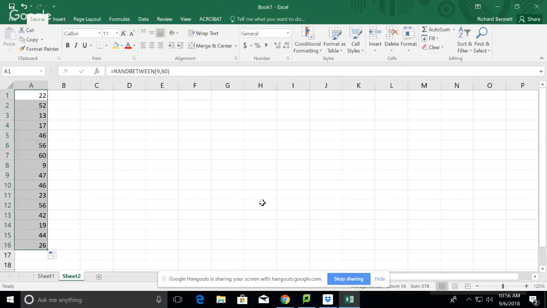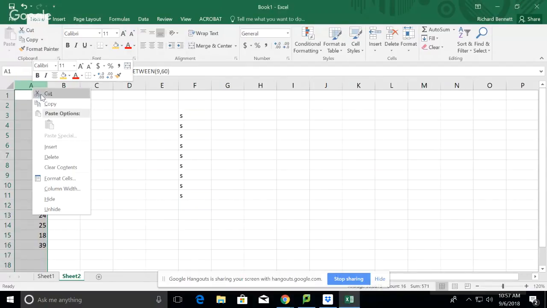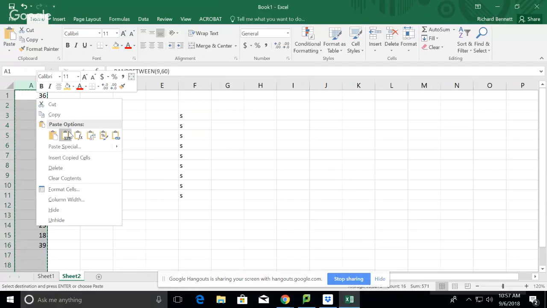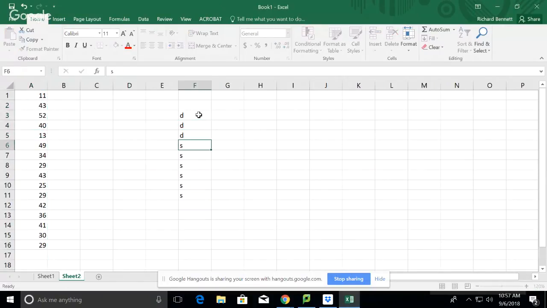Now watch this. Every time I type, those numbers change, right? That's kind of annoying, right? Okay, so here's what you're going to do. You're going to click on this, right click and say copy. Then you're going to right click again and click on the 1, 2, 3. Okay, now it doesn't say RANDBETWEEN there anymore. It's got actual numbers there. And now when I type, the numbers don't change. Okay.